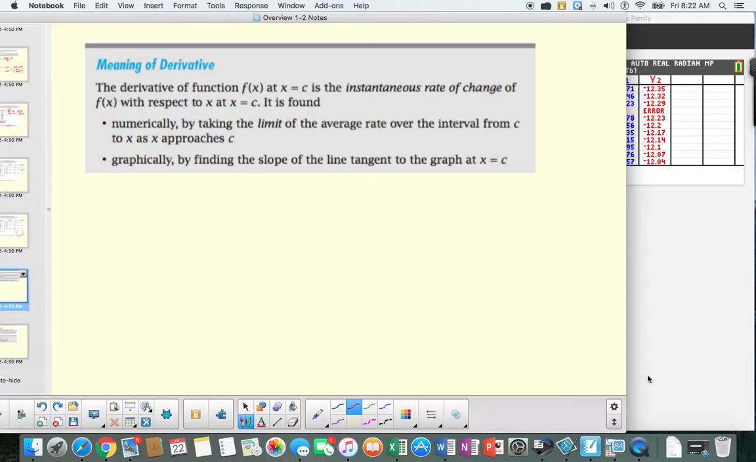Okay, meaning of derivative. The derivative of a function f of x at x equal to c is the instantaneous rate of change of f of x with respect to x at x equal to c. We did this numerically by looking at the limit of the average rate over the interval, and we also looked at it graphically by finding the slope.